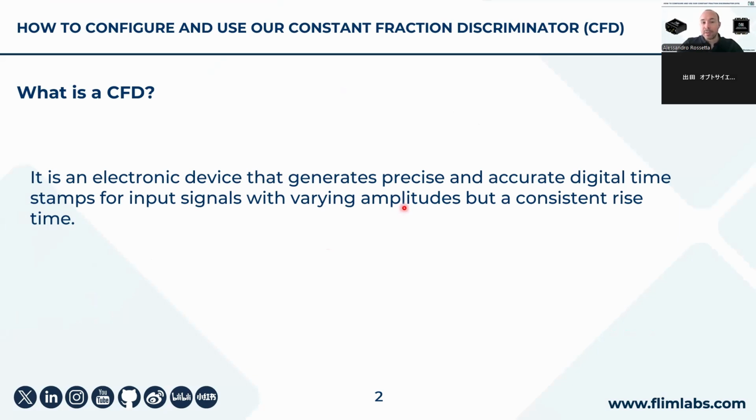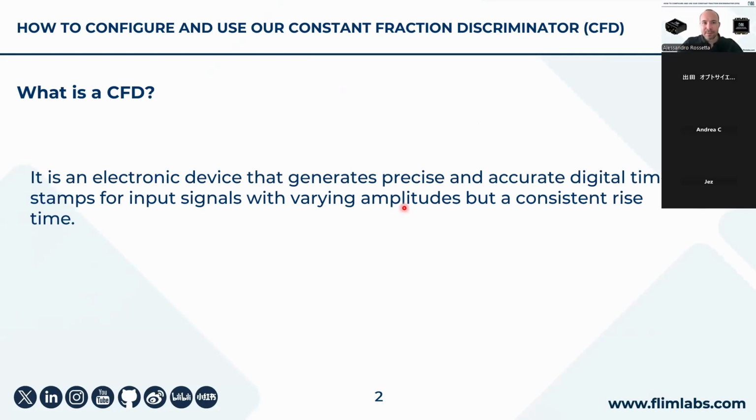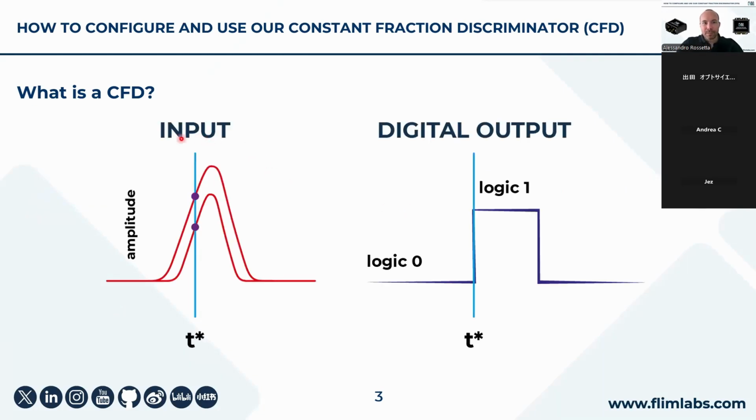Well, it's an electronic device that generates precise and accurate digital timestamps for input signals with varying amplitude, but a consistent rise time. What I mean by this is, basically, we have a voltage input that has an amplitude that changes over time, but always has a constant rise time. And thanks to our CFD, we can process this signal and transform it into a digital version where the input signal keeps the alignment in time between the input and the output.